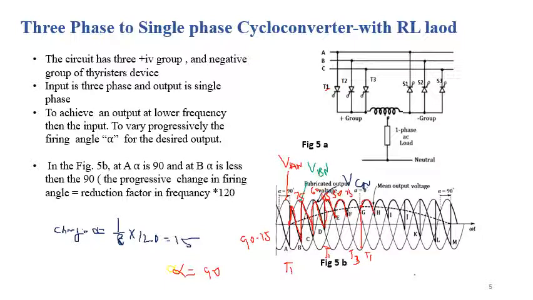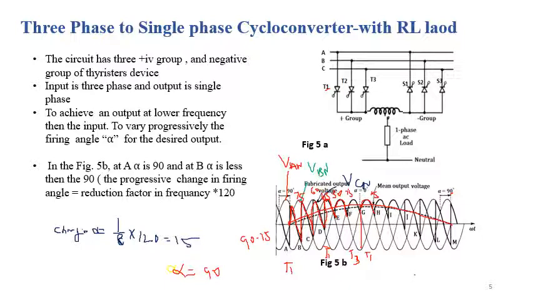So again from point G to H up to the point M, we are progressively increasing the alpha by a difference of 15. So at point H the firing angle will be 15, and again at point M it will be equal to 90. So we are getting the output voltage, the average value or the mean value of the output voltage like this.